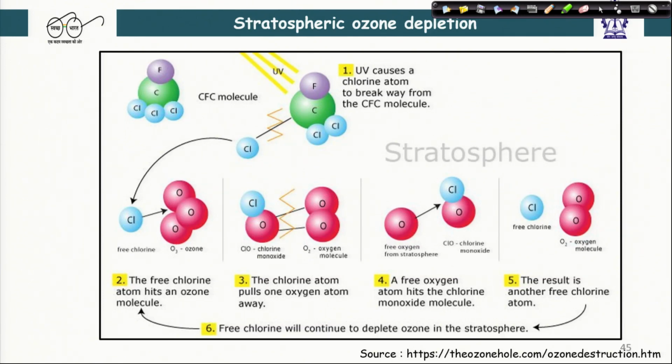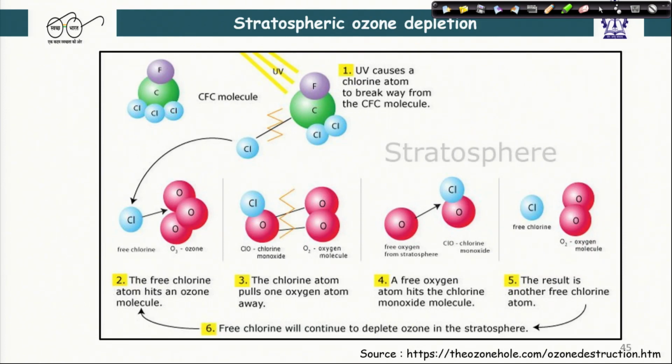UV causes a chlorine atom to break away from CFC molecules. So, when the CFC molecule gets into the atmosphere, the UV breaks away one of these chlorines. As you can see, there is a carbon, there is a fluorine, and there are 3 chlorines. One of the chlorines gets broken away because of the UV in the upper atmosphere. Then the chlorine reacts with the ozone, and they produce chlorine monoxide plus an oxygen molecule.